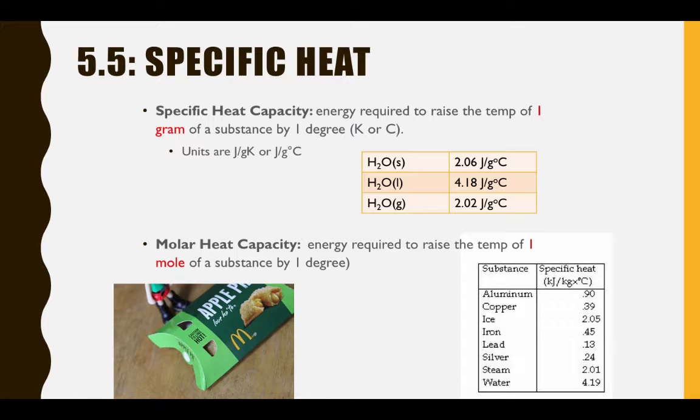A low specific heat means it doesn't take much energy to raise the temperature of 1 gram of that substance by 1 degree. For instance, it only takes 0.39 joules of energy to raise the temperature of 1 gram of copper by 1 degree. This is much different than, say, raising the temperature of ice, which takes 2.05 joules to raise the temperature of 1 gram by 1 degree.